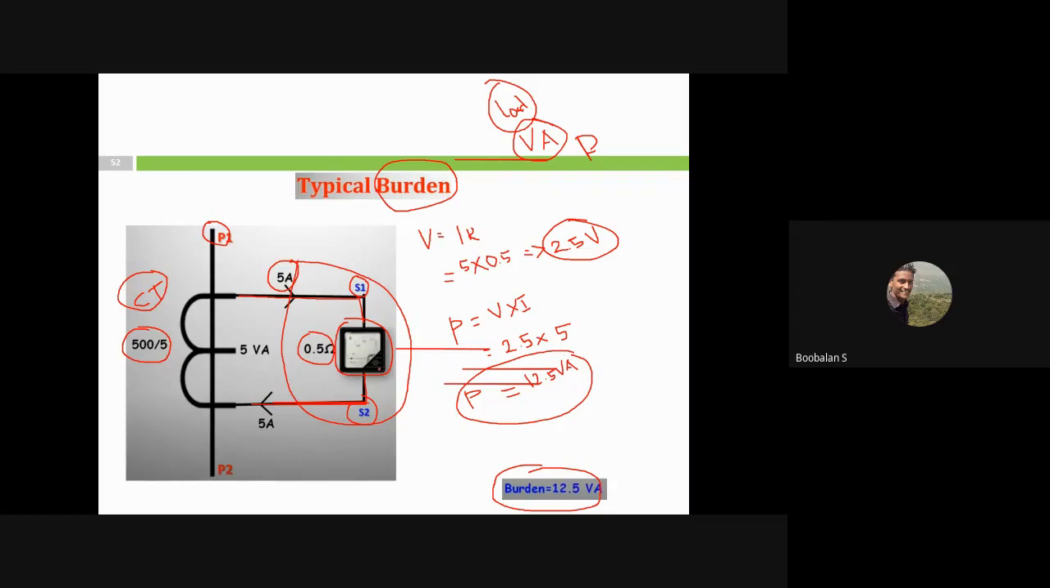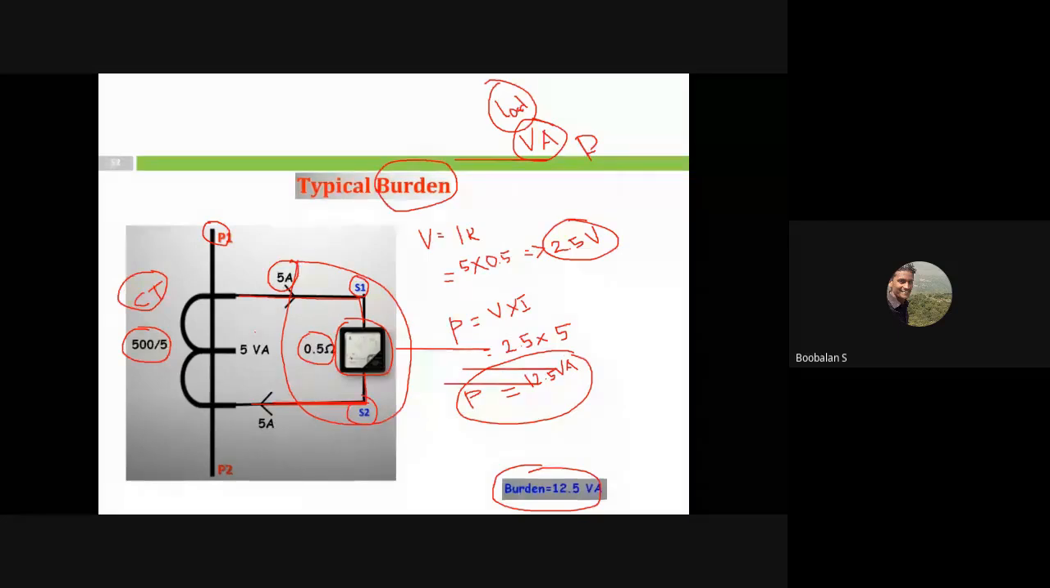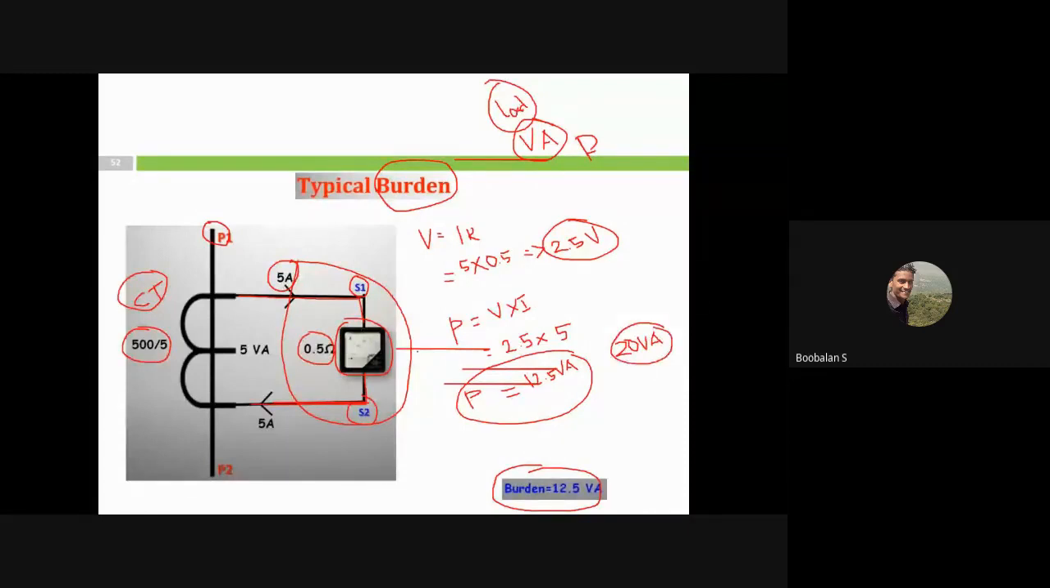I'm just going to show you on hardware, a more practical picture. The total typical burden of my CT will be around 20 VA. If it is more than that, you should not buy that manufacturer's product, right? That CT value will be somewhat wrong, and the predicted accuracy will be very low. So it should be below 20 VA.